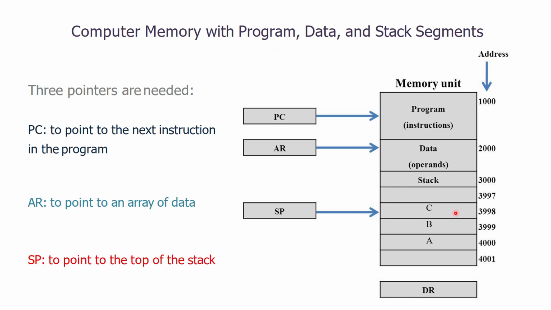My current SP is at 3998, pointing to C, which is the top of the stack. So PC is to point to the next instruction in the program. AR is used for pointing to an array of data. So AR will be pointing to the array of data, and program counter will be pointing to the next instruction on the program, and SP will be pointing to the top of the stack. My DR will be the data register holding the value.